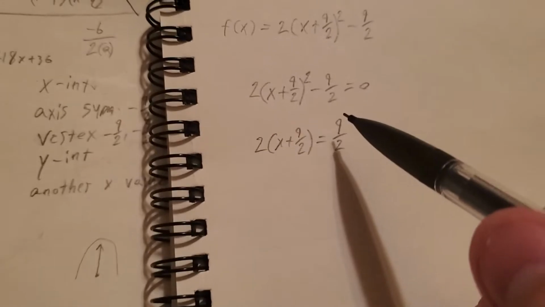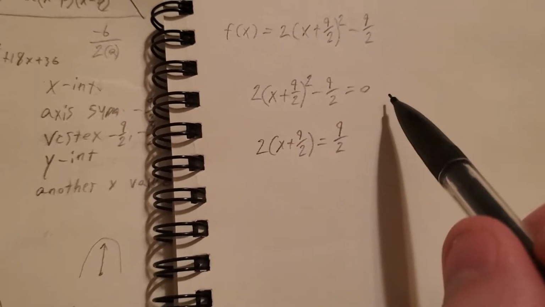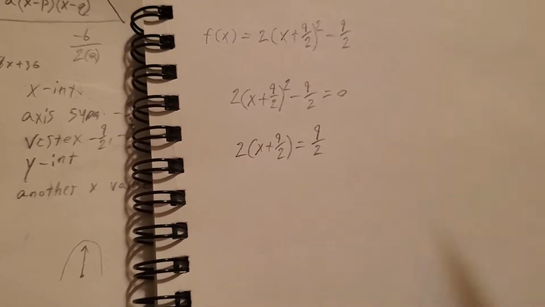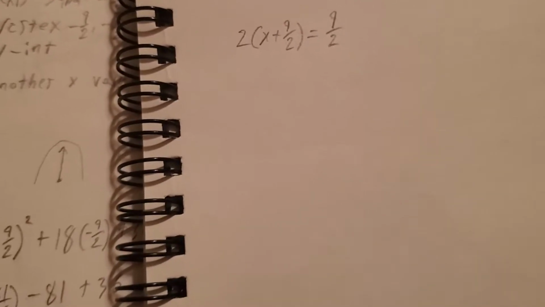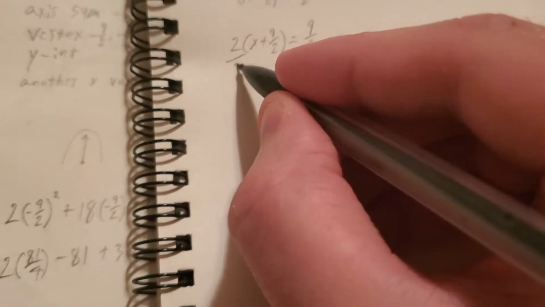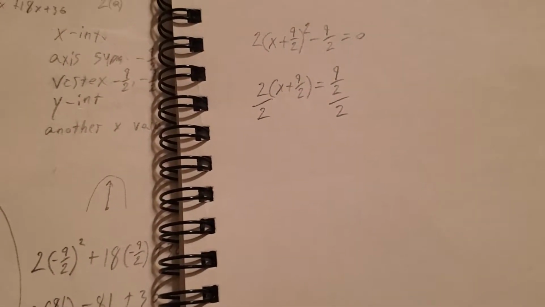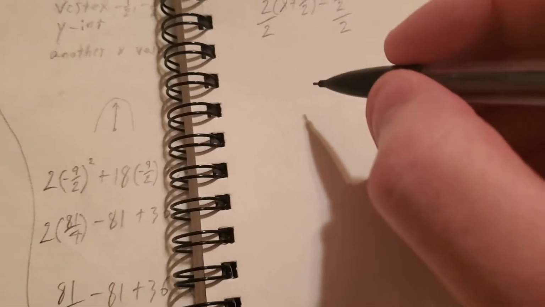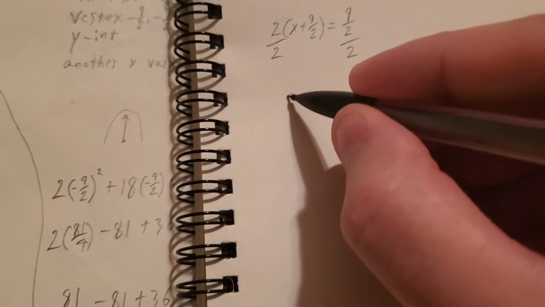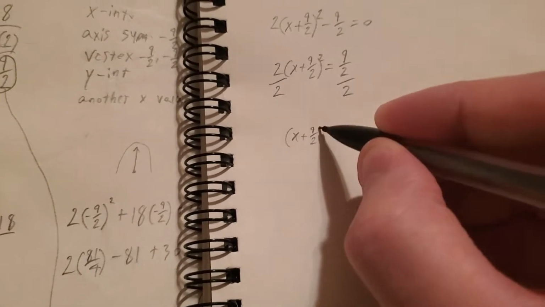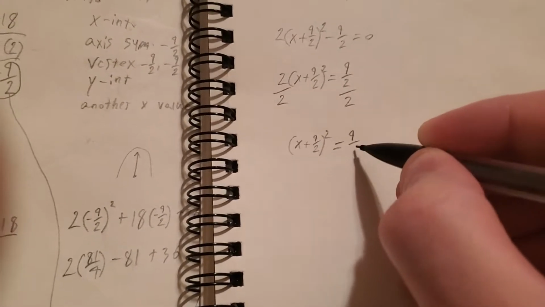Again, what we just did here is we added 9 over 2 to each side, so that canceled this one out, and really it was just put on the other side of the equation. I'm going to divide that by 2, divide this by 2, so 9 divided by 2 divided by 2 is going to be 9 over 4. So really what we're going to have here is x plus 9 over 2 squared equals 9 over 4.